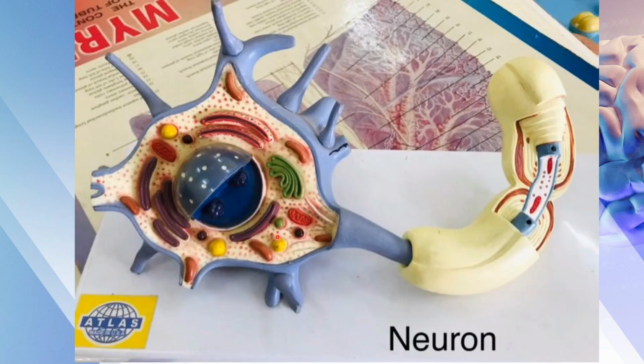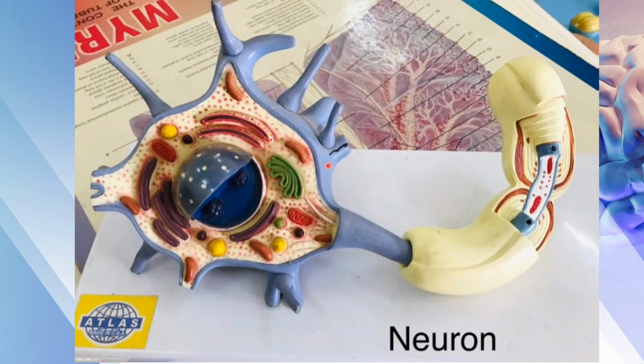This is the model which is present in your histology museum for your OSPE. So look at this model. This is the section of the neuron. Here you can see the nucleus along with the nucleoli, and this is the nuclear membrane. Here you can see the Golgi apparatus and the rough endoplasmic reticulum. A large number of mitochondria are present. The neurofilaments are present. This is the axon hillock, and then the myelinated axon terminal is present.